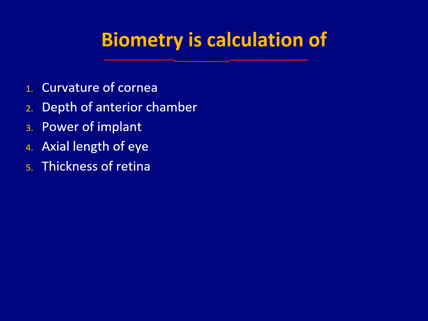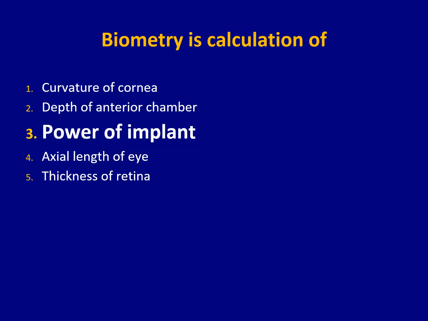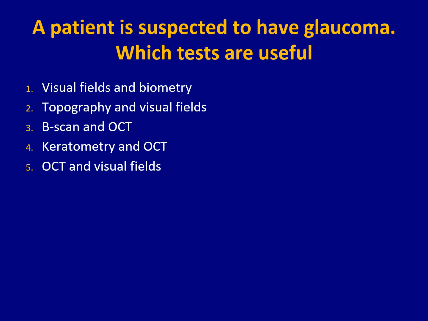Biometry is calculation of what? We already studied in the slide. Curvature of the cornea, depth of the anterior chamber, power of the implant, axial length of the eye, or thickness of the retina. In the biometry, we do check the axial length of the eye, but then that is used to check the power of the implant. So the power of the implant will be the correct answer.